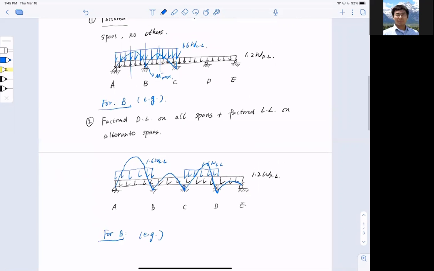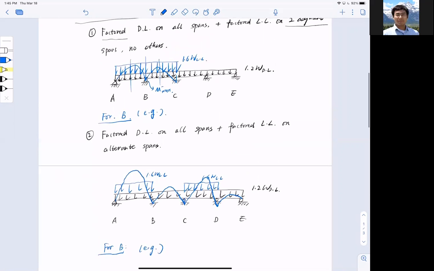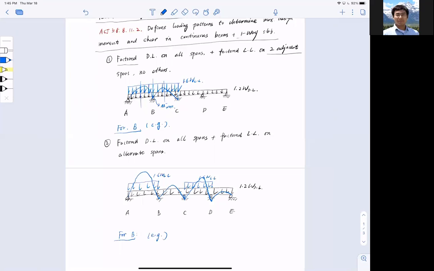So I just need to compare my moment diagram from pattern 1 and my moment diagram from pattern 2 and find out the maximum moment at each junction. And that will give me the maximum moment at A, B, C, D, E, and also midspan. So that, ladies and gentlemen, is the concept. I'm going to stop right here and we'll resume by showing one example on Monday.